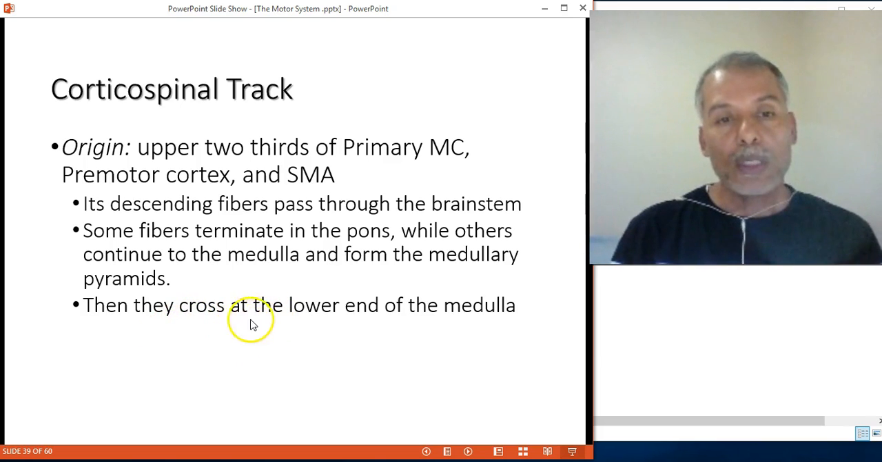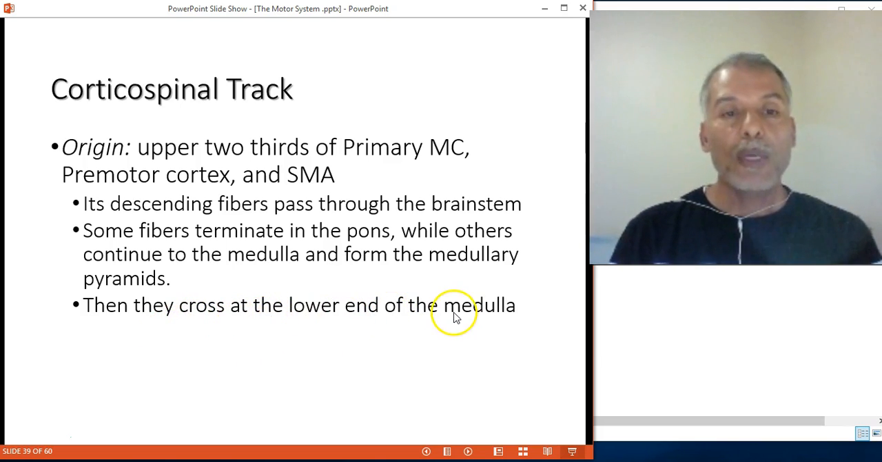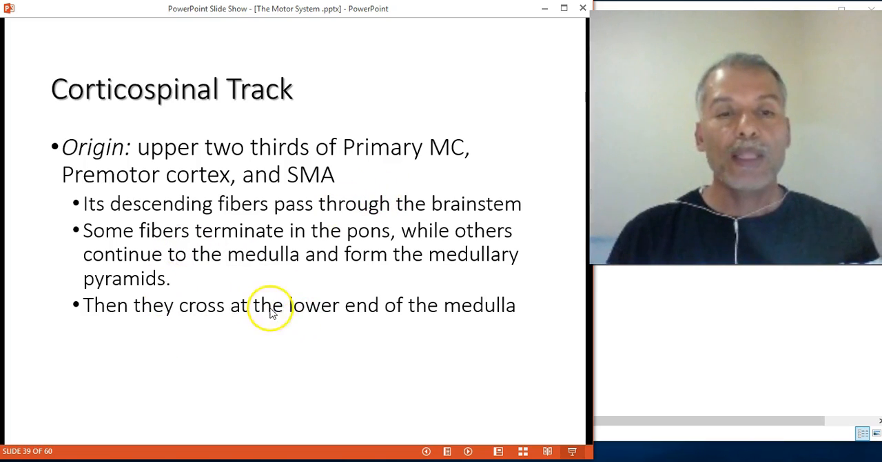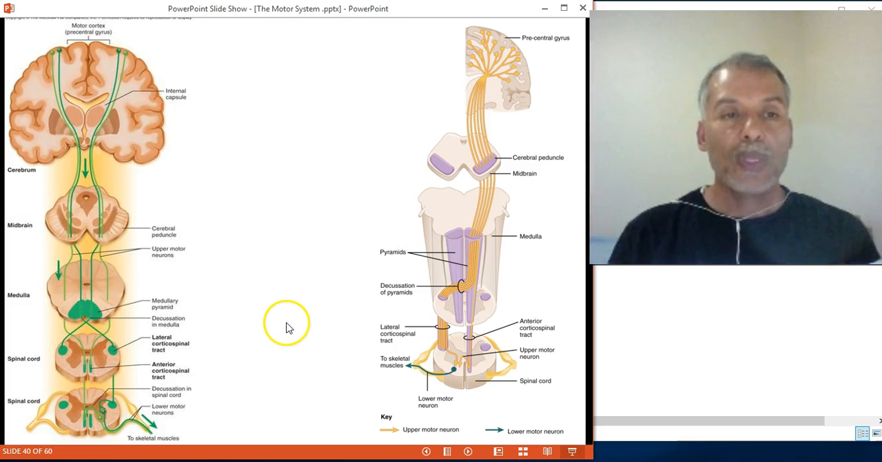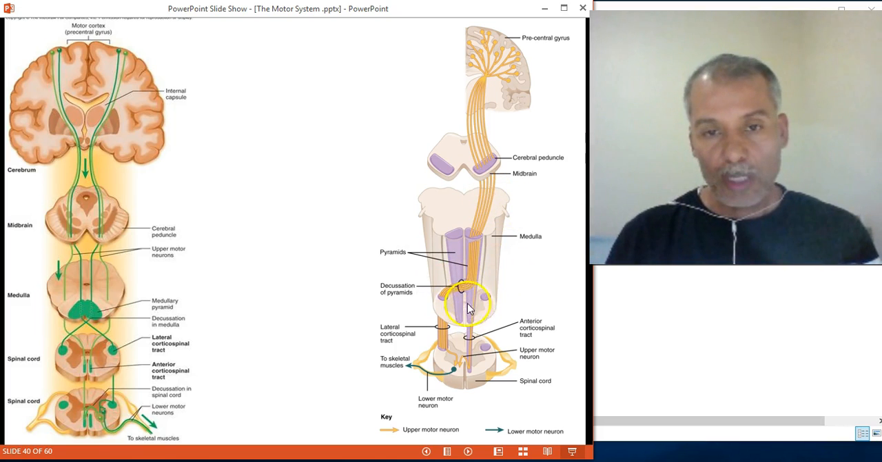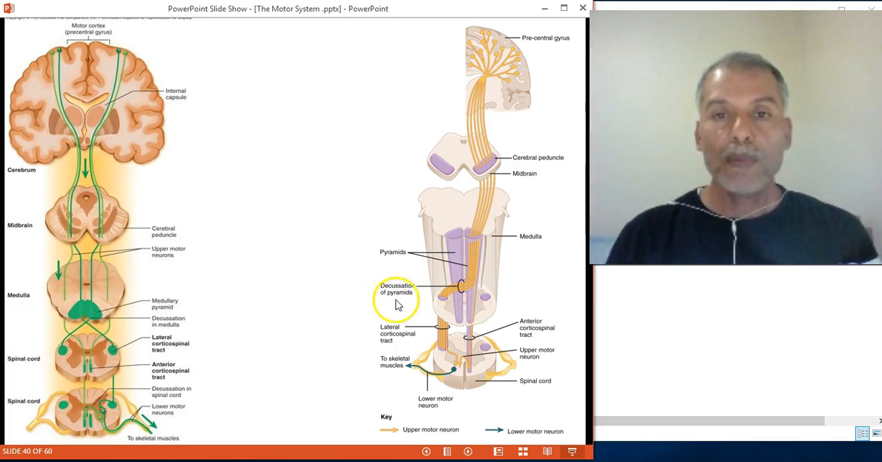Then they cross at the lower end of the medulla, because right controls left and left controls right, at the pyramidal decussation. You can see that of course some of the fibers just keep going down without crossing, at least maybe 10% of them, and the crossover is here. That's the pyramidal decussation.